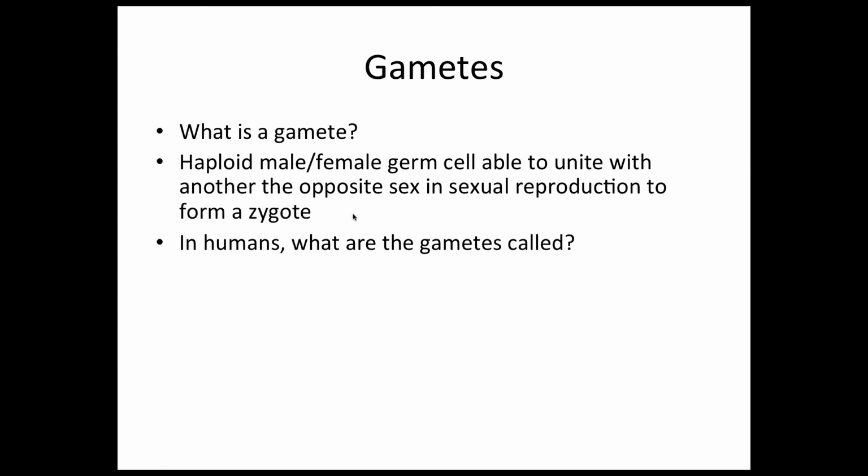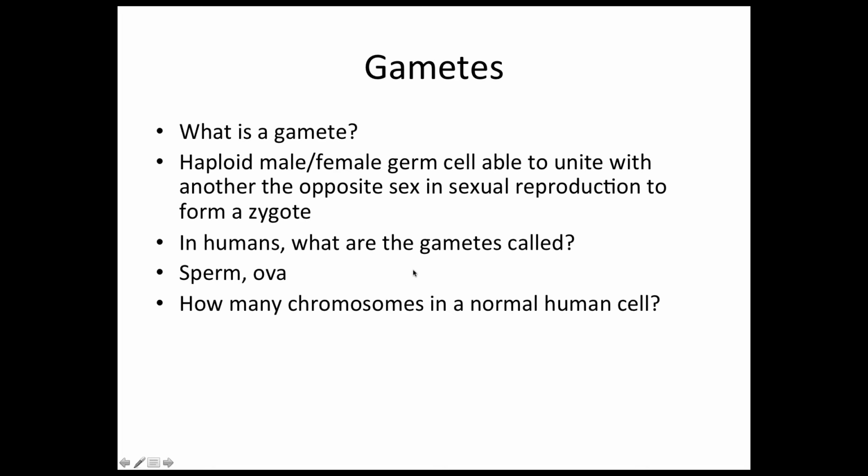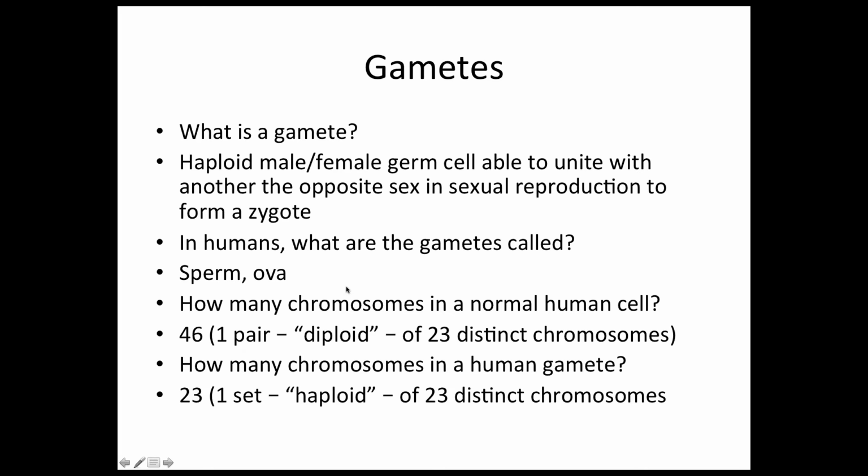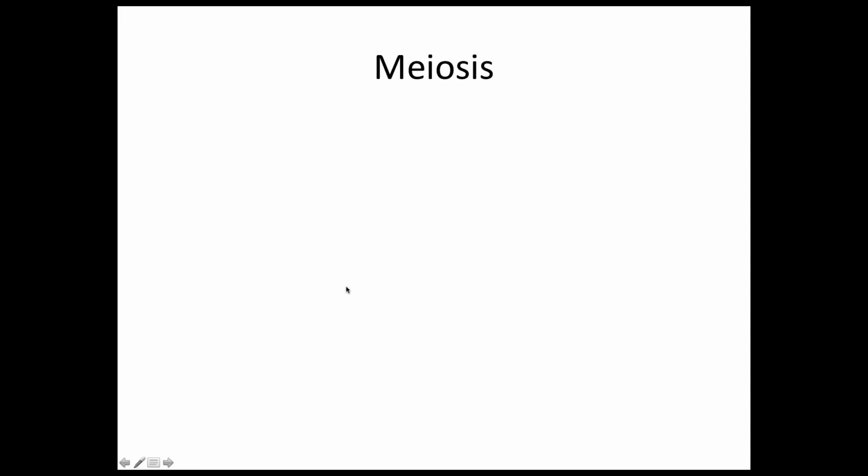So in humans, what are the gametes called? Natalie? They're the sperm and the ova. Perfect, exactly. And how many chromosomes are there in a normal human cell, MJ? 46. Perfect. So it's a diploid organism, meaning there are two sets of the same chromosomes. So there's 23 distinct chromosomes, and there are two of them. How many chromosomes would there be in a human gamete then, Lindsay? 23. Perfect. Excellent. So it's just one set. Like we said before, haploid.